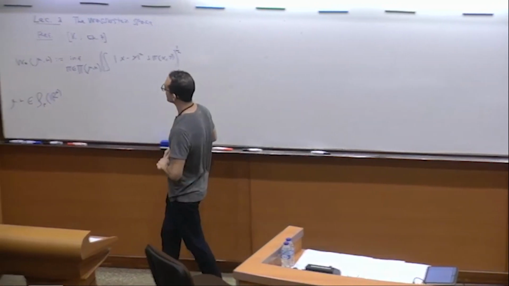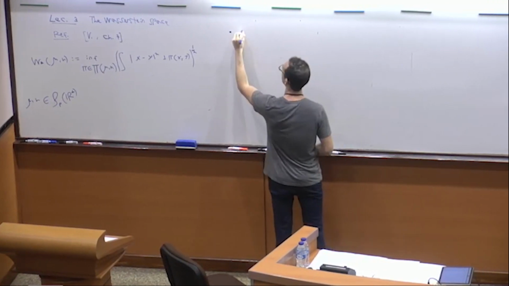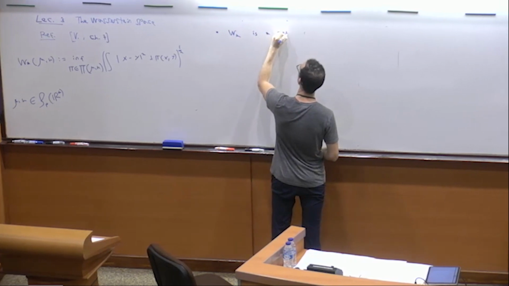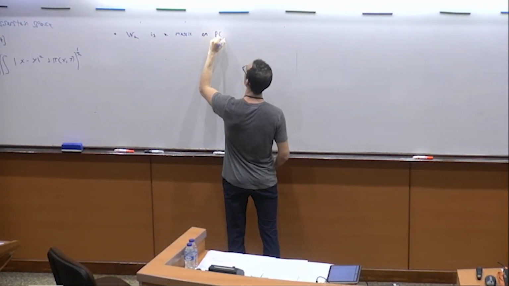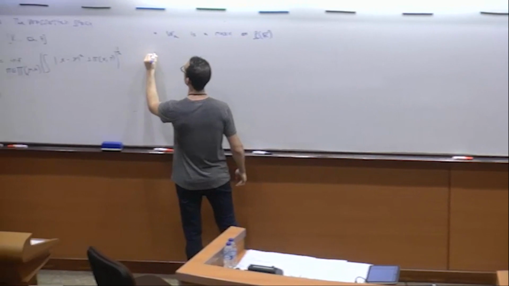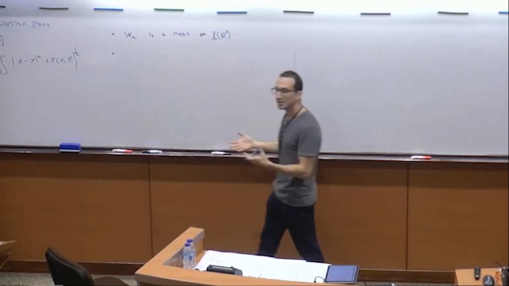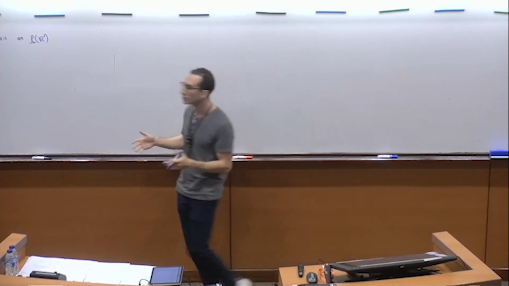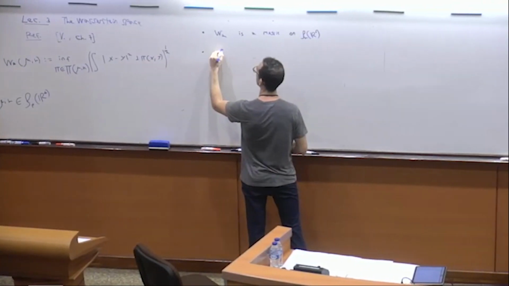Okay, so what we want to do today is three things. One is to show that W2 is a metric on the space of probability measures with, let's say, finite second moment. So that's one thing we want to do. The second thing is to say, okay, now that we know that it's a metric, of course, it makes sense to talk about convergence in that metric. Like, what does it mean that a sequence of probability measures converges to a fixed measure with respect to that metric?